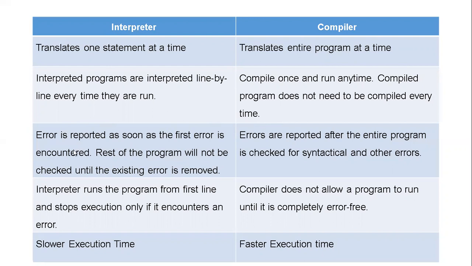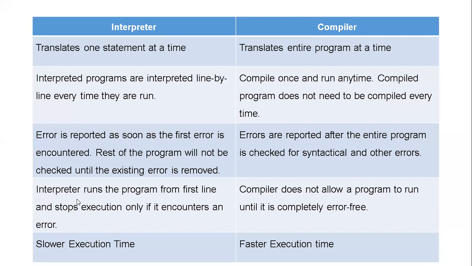In the case of an interpreter, an error is reported as soon as the first error is encountered. Whenever we encounter the first error, it is reported. The rest of the program will not be checked until the existing error is removed. But in the case of a compiled program, errors are reported after the entire program is checked for syntactical and other errors. Here the translation happens for the entire program, so errors are reported only after the conversion of the entire program into machine code.